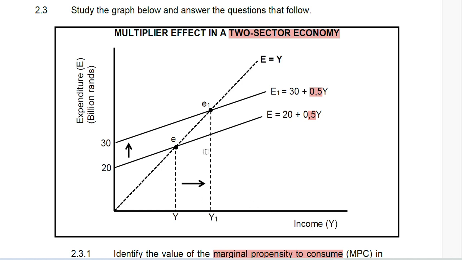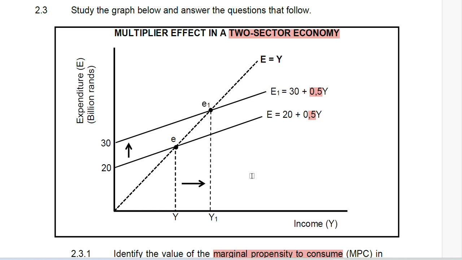And in the graph, we have two lines. We have the first expenditure, where E is equal to 20 plus 0.5 times Y. And then there's a shift upward, and we see that E1 is equal to 30 plus 0.5 times Y. So we know it's an expenditure and we know Y is income.